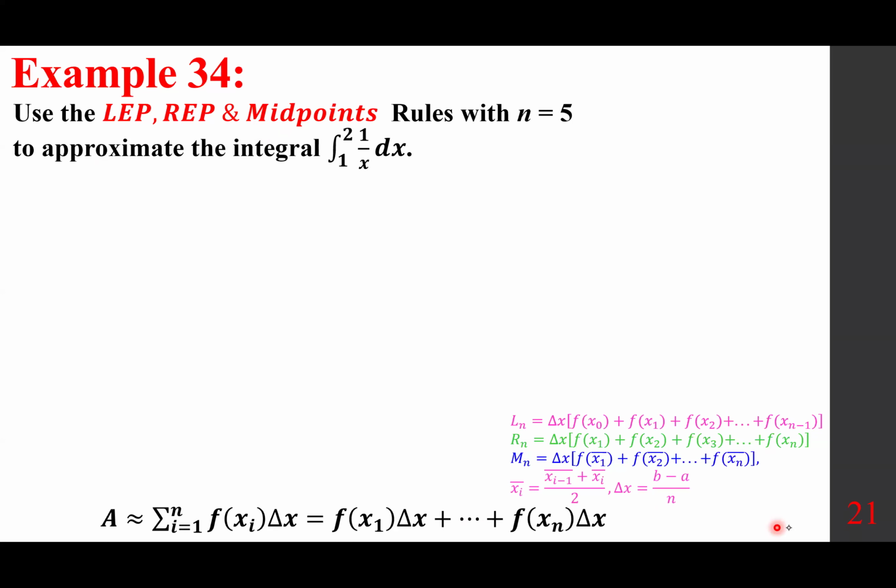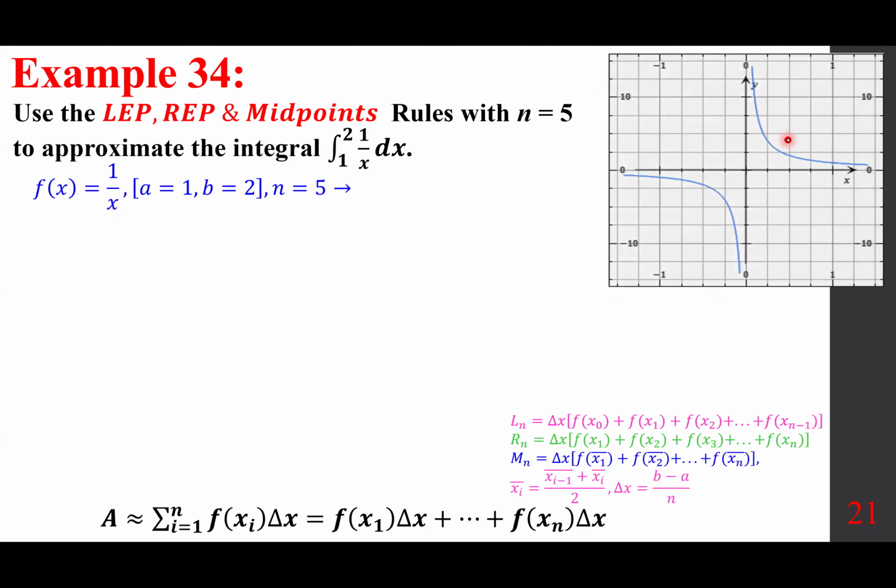So let's see what we have. Number 1, the function f of x is 1 over x. Number 2, a is 1, b is 2. Number 3, n is given as 5. So let's write all of that. Now, this function is a simple graph like this, y equals 1 over x, or f of x equals 1 over x. And you want to go from 1 to 2.